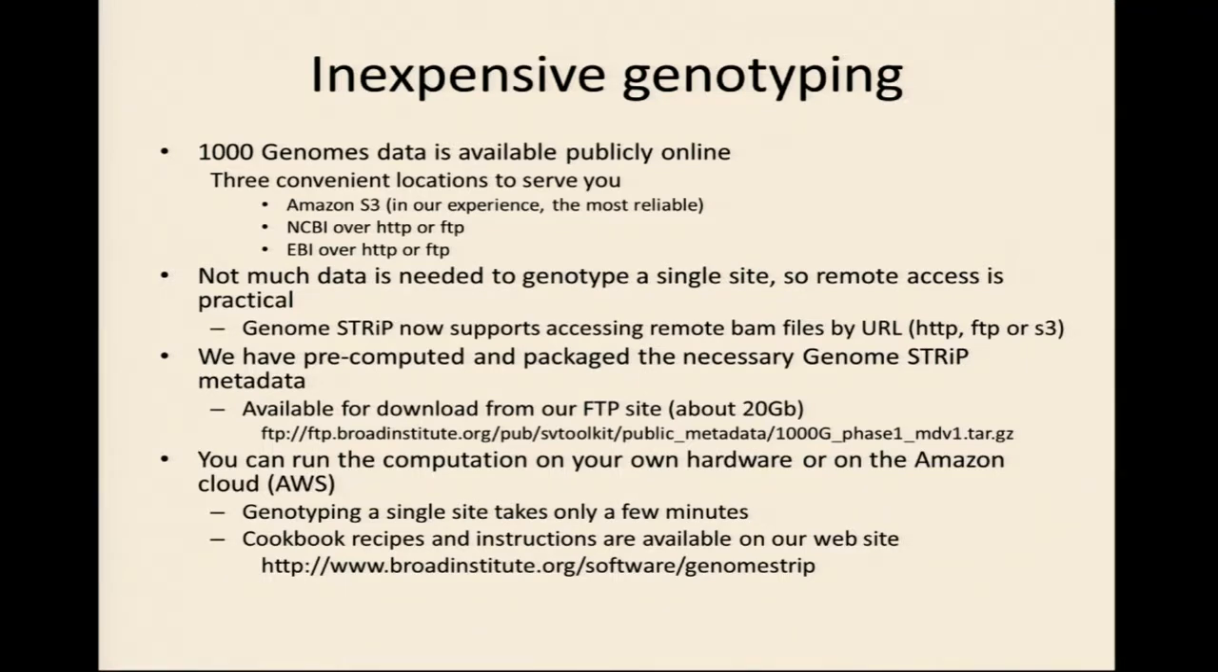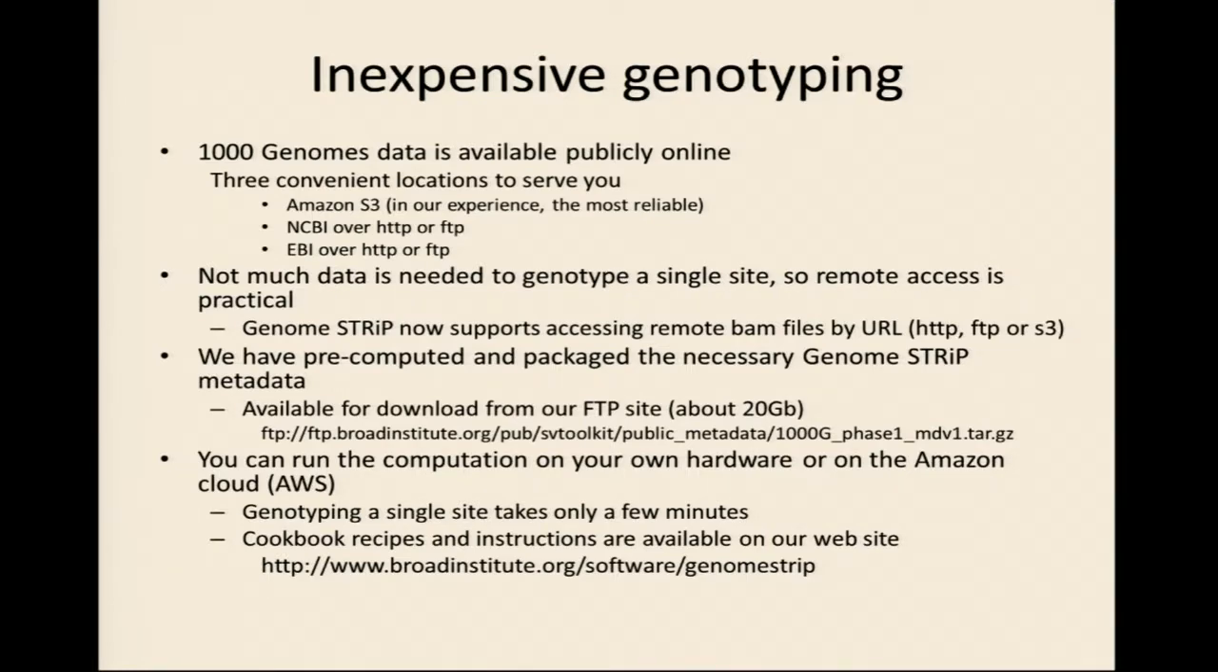And so we've added the capability to Genome STRiP that you can access remote BAM files over any of these protocols, and you can use those in genotyping. And then the other thing you need for genotyping is that metadata. But because we've already processed the 1,000 genomes, we simply packaged up the metadata from 1,000 genomes, so it's all pre-computed and it's on our FTP site. It's about 20 gigabytes, but that's not very much to download. You download this 20 gigabytes, and then in a few minutes, you can genotype a single site against this public data.